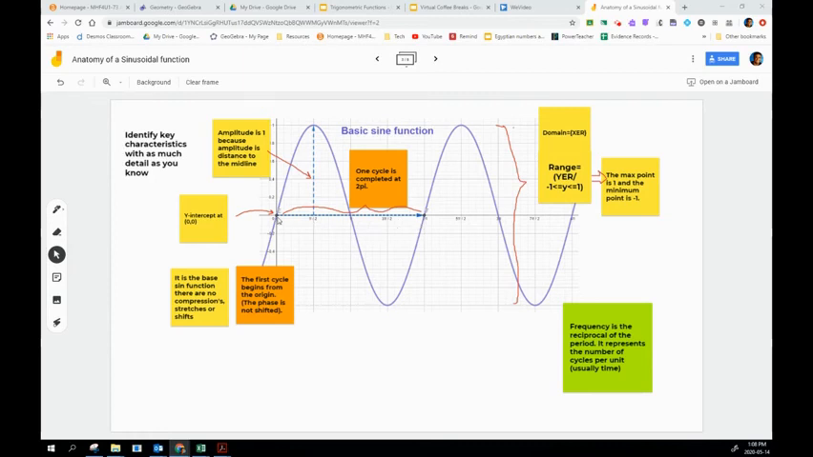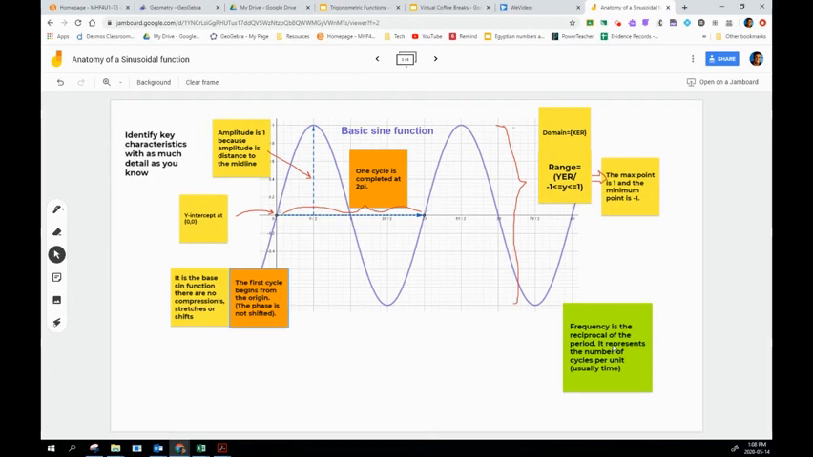Y-intercept is at 0, 0. And this being the basic function, f of x equals sine of x, there are no compressions or stretches or shifts up or down or phase shifts. So it's the basic function. The domain is any real number. The range goes from -1 to +1, which also highlights that the maximum and minimum points are at 1 or -1.